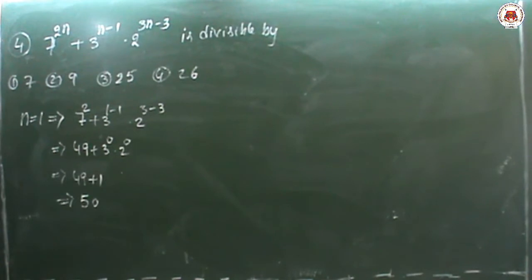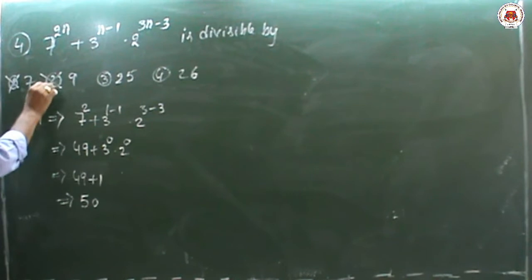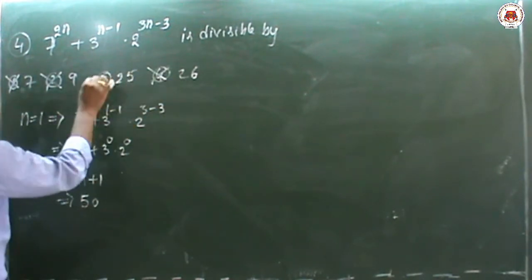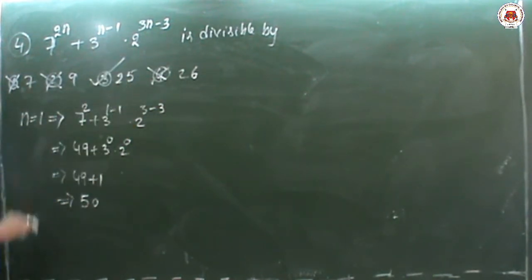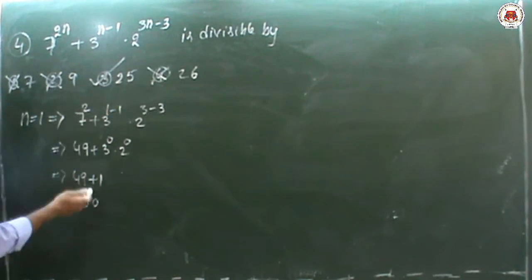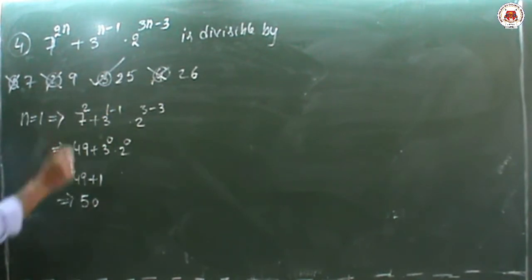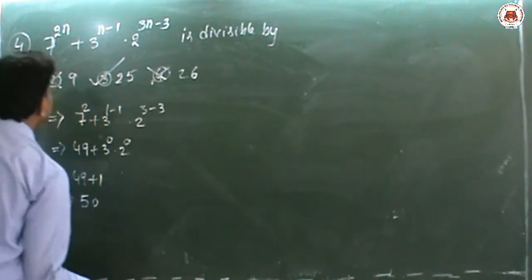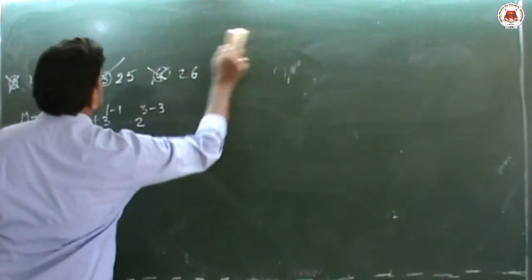So 50 is divisible by which number? 7 can't divide 50, 9 also no chance, 26 also no chance. Only 25 can divide 50, because 25 2s are 50. This is an easy way to find out the values. Now we'll go to the next question.